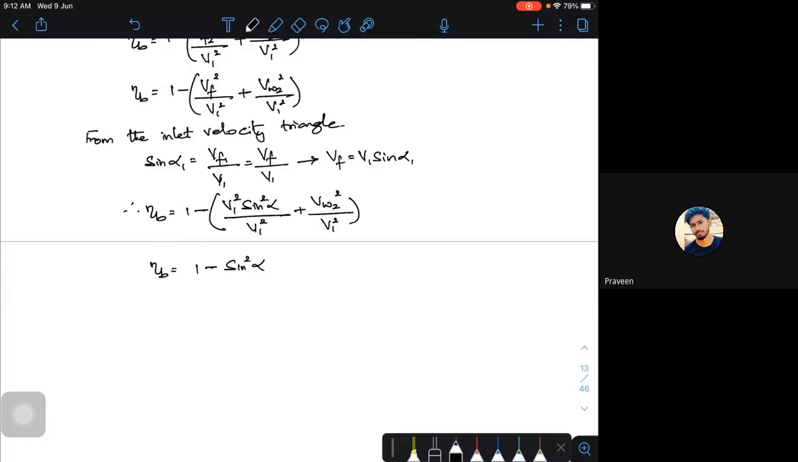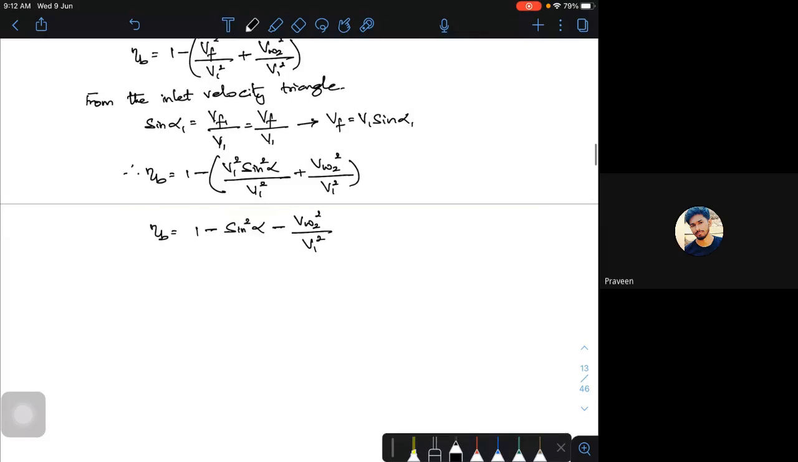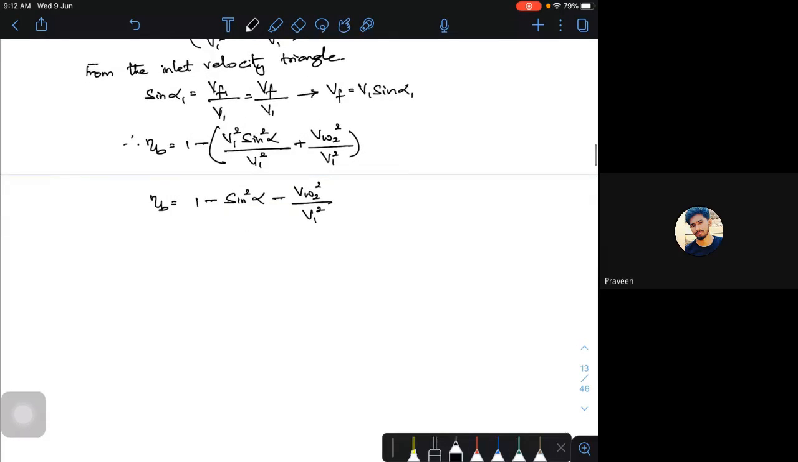So minus into plus, it is minus Vw2 square by V1 square. Okay, so from trigonometry we know that sine square theta plus cos square theta is equal to 1, or cos square theta is equal to 1 minus sine square theta. This is from your trigonometry.